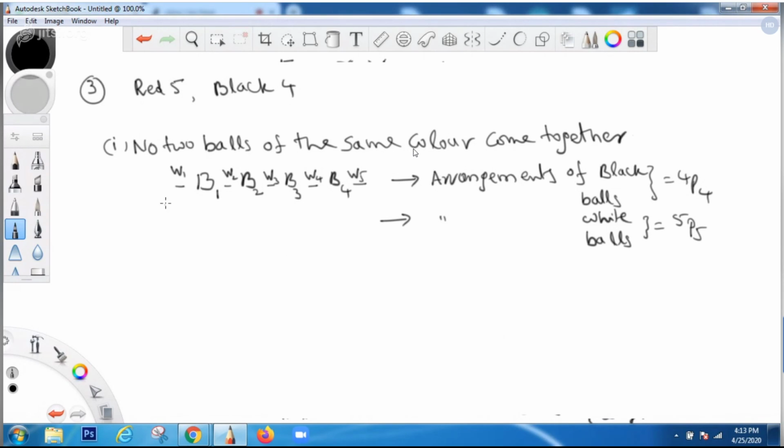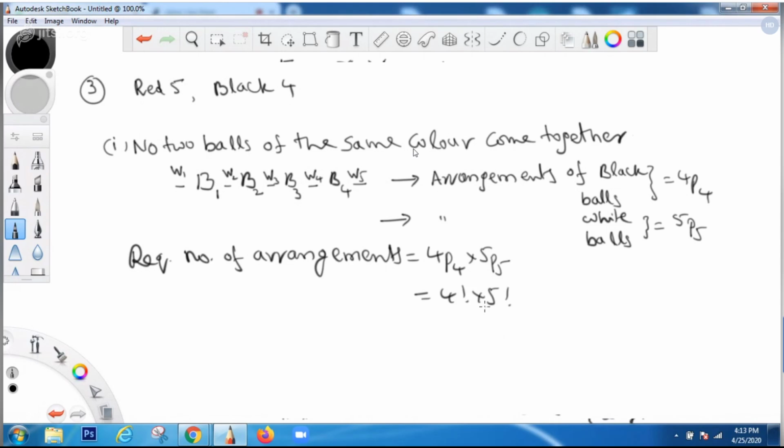Now you can see white, black, white, black, white, black. Are they not alternate? No two balls of the same color are together, isn't it? Therefore, the required number of arrangements is equal to 4P4 into 5P5, which is 4 factorial into 5 factorial.